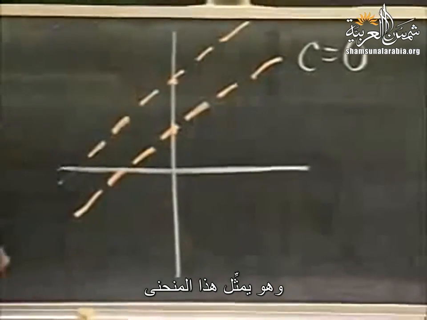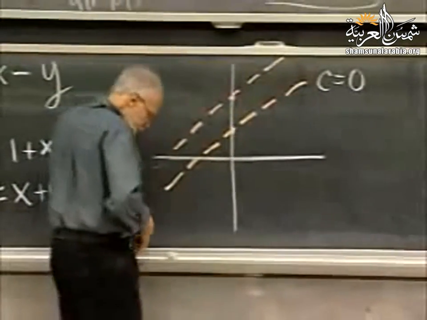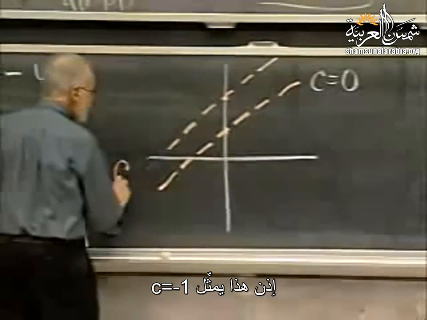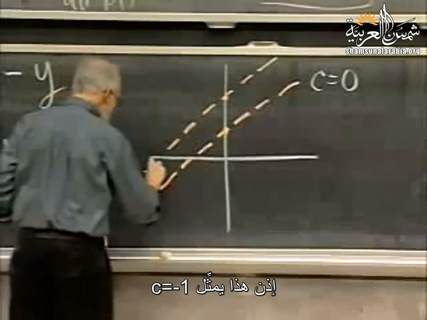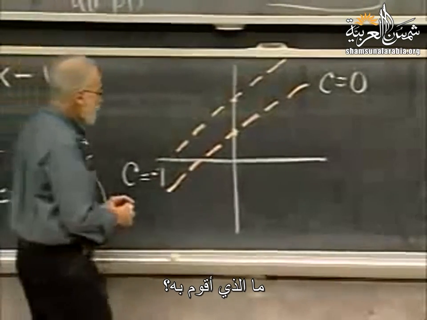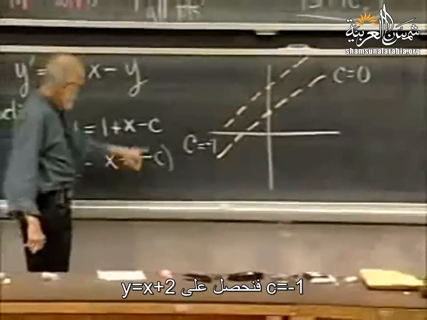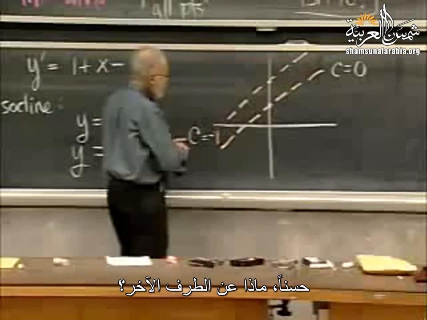Now let's label it down here. So this is c equals negative 1. C equals negative 2 would be y equals x. No, what am I doing? C equals negative 1 is y equals x plus 2. That's right. Well, how about the other side?